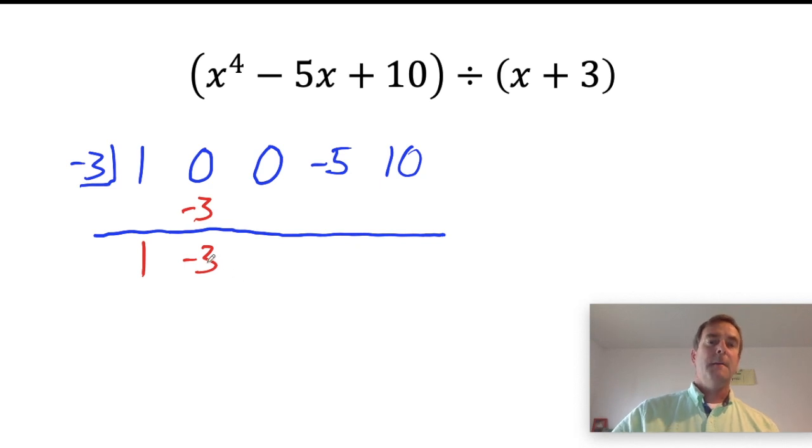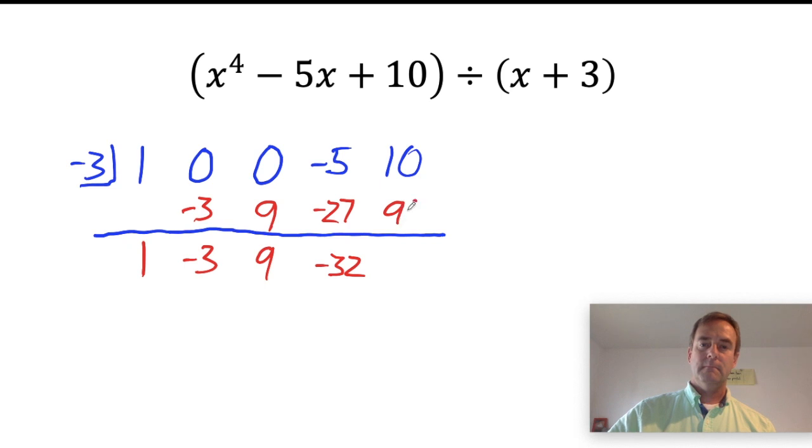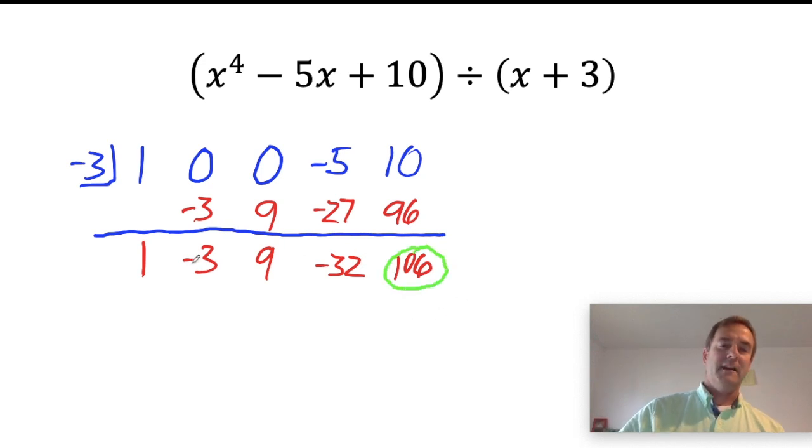Ma again. Multiply negative 3 times negative 3 and get 9. And add. Multiply. Add. Multiply. Add. And there's your answer. 106 is the remainder. The remaining numbers are the coefficients of the resulting quotient.